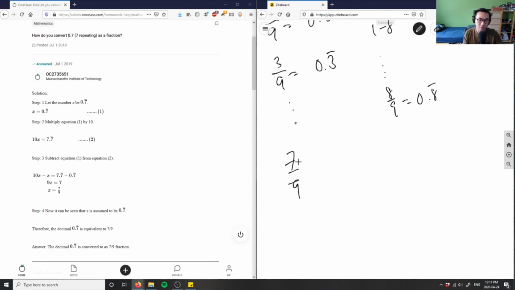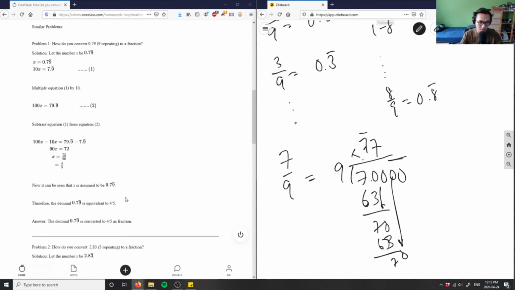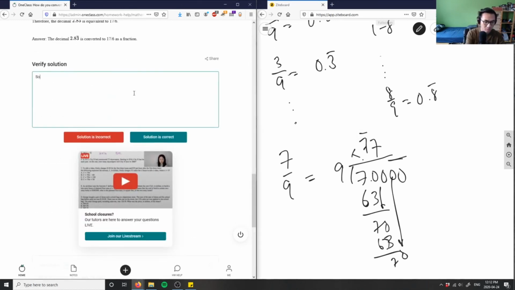If I were to convert 7 over 9 back to a decimal, I would simply take 7.000 and divide it by 9, right? And this here would be 63. And as you can see here, this is just simply 7 repeated itself over and over again. So this is 0.7 bar here. So that's basically what this question is. So this solution is correct. Good analysis.